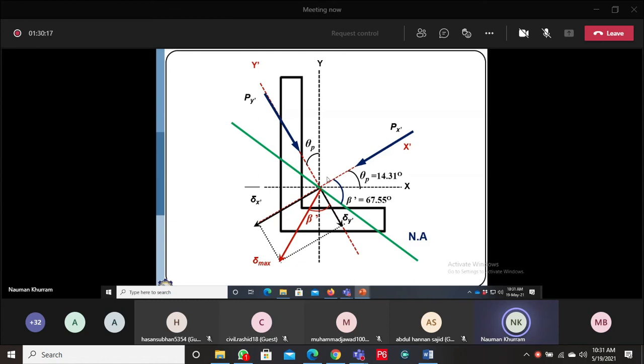And if the angle between the x principal axis and the y principal axis is 90, it means that 90 minus this 30, this angle will be 60. So this angle and this angle are the same. So you can also determine the orientation of the neutral axis from the deflection formula.